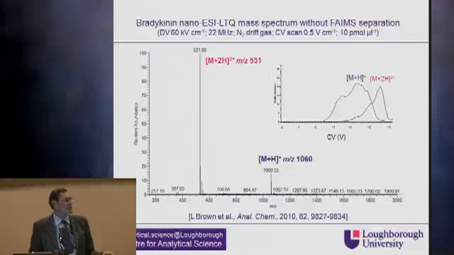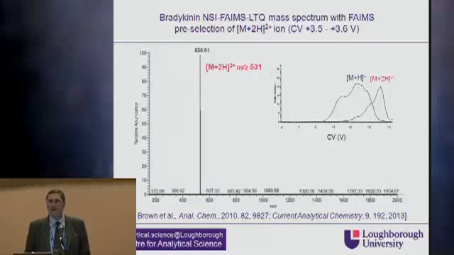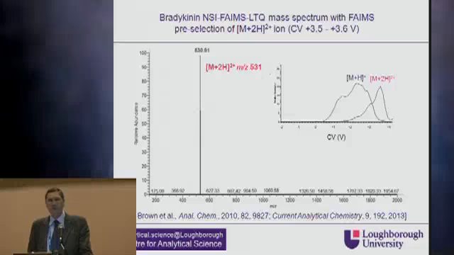In this case, we can select, for example, a compensation field somewhere up around about 3.5, 3.6 volts along here. We should be able to transmit the doubly charged ion selectively, and that is indeed exactly what happens. We quench the singly charged signal here. Alternatively, we could have chosen a singly charged ion.